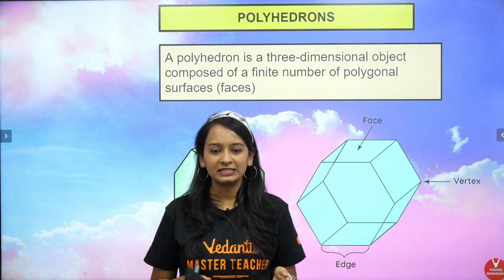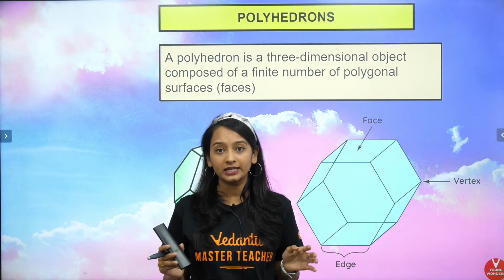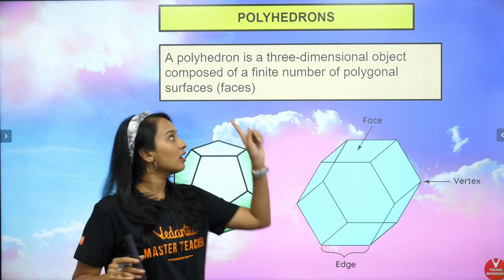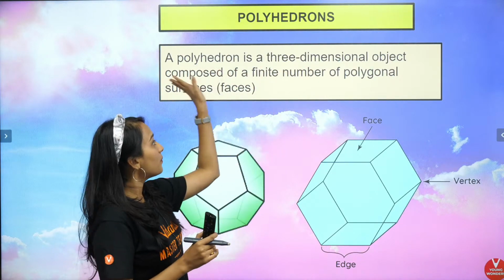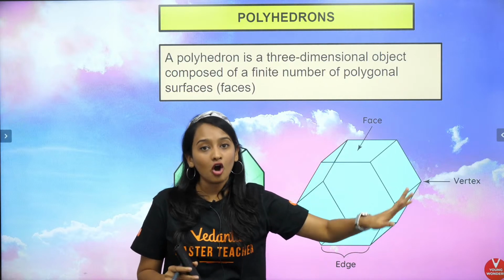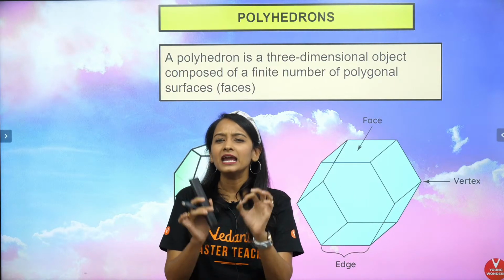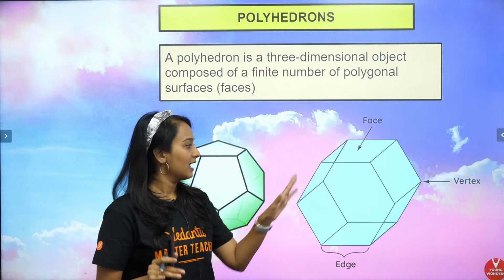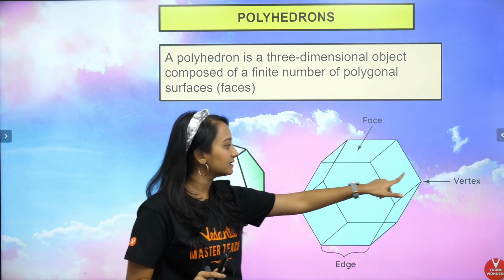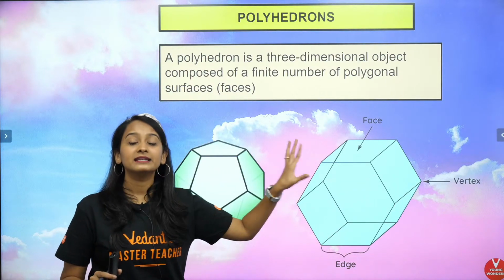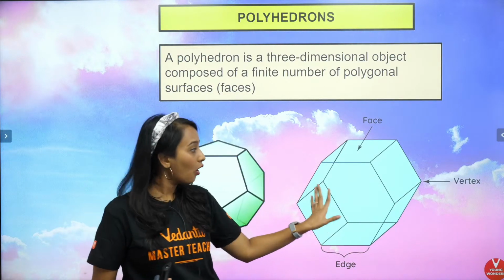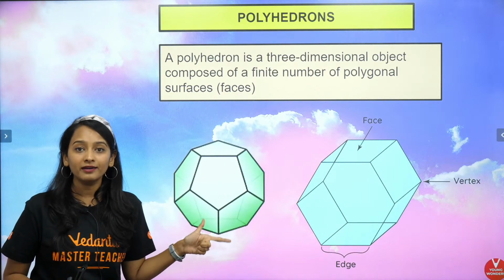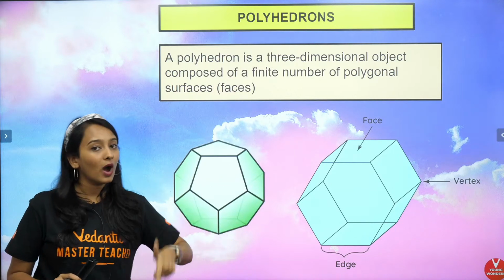Any closed figure consisting of a set of line segments, that is a polygon. So a 3D version of a polygon is called a polyhedron. A polyhedron is a 3-dimensional object composed of a finite number of polygons as its surfaces, as its faces. As you can see in this one, you have faces, you have vertices, you have edges. It is a polyhedron because all the faces are made up of polygons. Even when you look at this one here, it is a polyhedron. Why?